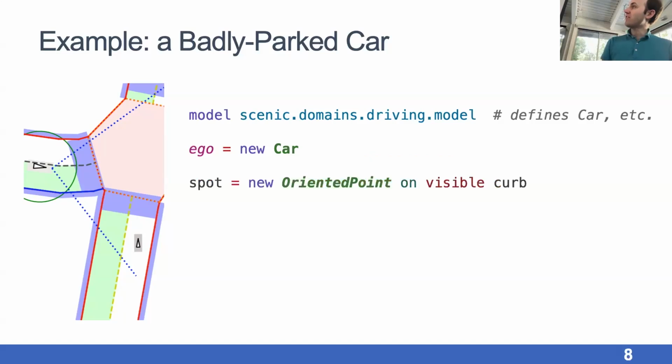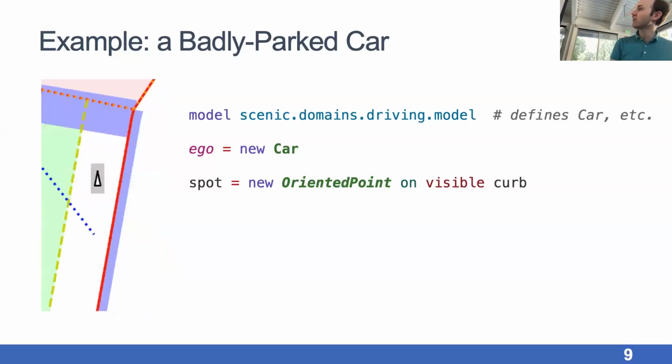Okay, so that creates the ego car. And now we're going to position the badly parked car in a few steps. First, we're going to pick a random spot on the curb. And we're going to do that by taking the curb region. So if you look, I've zoomed in the picture on the right here. The red line on the right is the curb of the road. We're going to take the part of that region which is actually visible, so that's now highlighted in black, and pick a random point in that region.